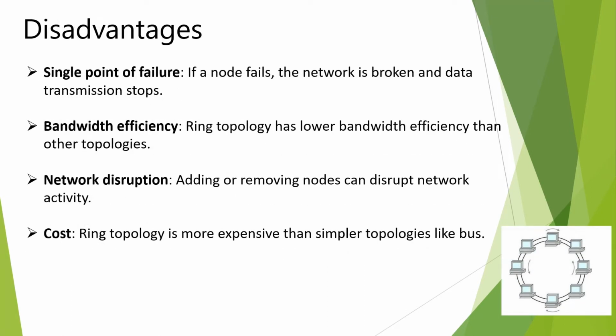Disadvantages. Single point of failure. If a node fails, the network is broken and data transmission stops. Bandwidth efficiency. Ring topology has lower bandwidth efficiency than other topologies. Network disruption. Adding or removing nodes can disrupt network activity. Cost. Ring topology is more expensive than simpler topologies like bus.